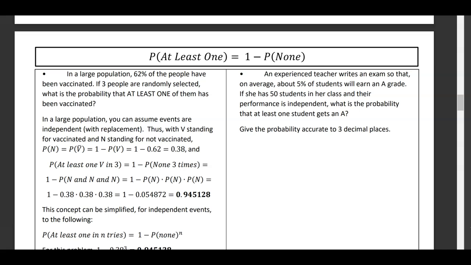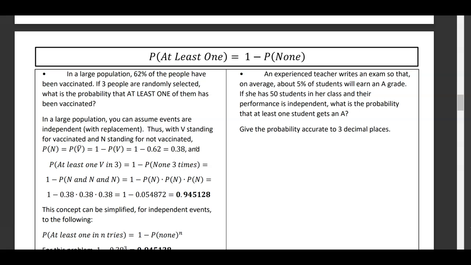An experienced teacher writes an exam so that on average about 5% of students will earn an A. I don't know why the experience part is in there. If you're really that experienced, hopefully you have more than 5% of your students getting an A. This might be more like an inexperienced teacher. Okay, but regardless, 5% of the students will earn an A. If she has 50 students, what's the probability that at least one student gets an A?